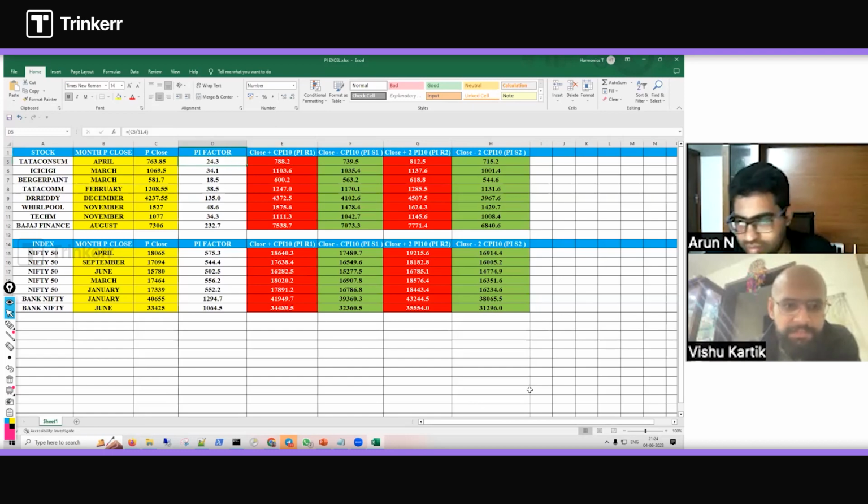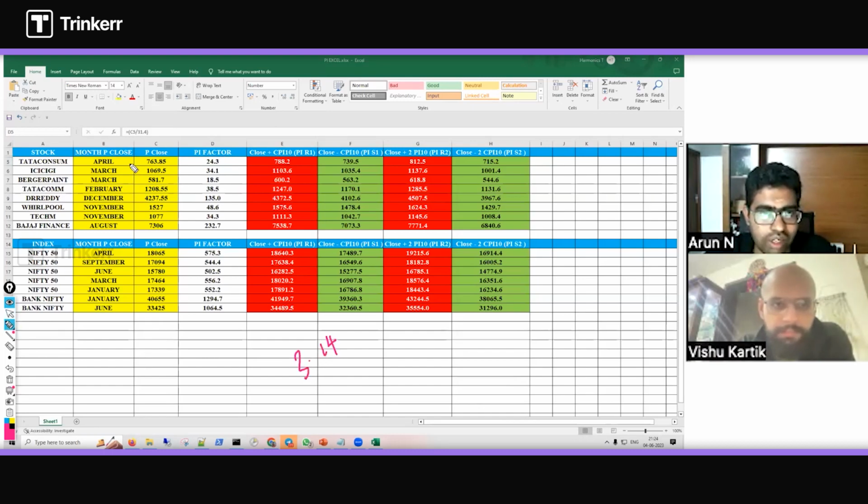So we were discussing the importance of the mathematical constant pi, 3.14. The pi factor is nothing but you take the previous month close. You can take it for any stock or index, absolutely anything. By previous month close, I mean the last calendar working day. Why am I specifying this? We have another method called ORT, where we take a different close. For the pi method, we take the last calendar close.